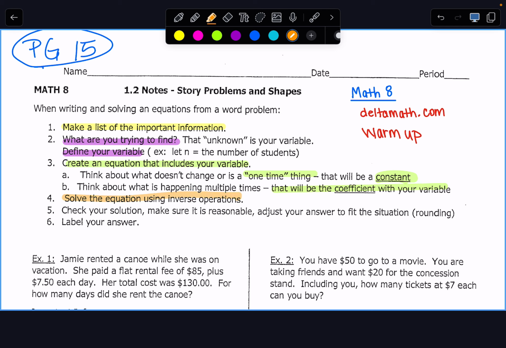Then, once you write the equation, then you can solve it. Check to make sure that your answer makes sense. And just like yesterday, we're going to have to make sure we label our answer, okay? I don't want just a number. I want to know what the number means, okay?